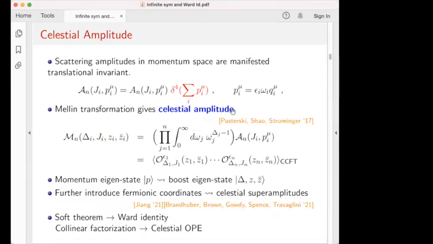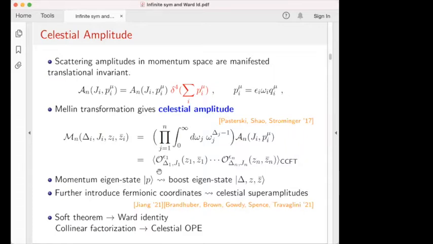Now we can take this momentum space amplitude and perform a Mellin transformation, and this gives a celestial amplitude. Here we have this momentum space amplitude with n external legs. For each external leg, we perform a Mellin transformation, and this gives M_n, which is the celestial amplitude. This looks like a very simple rewriting, but it has some interesting physical implications.